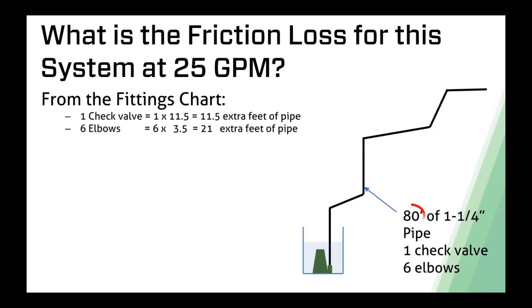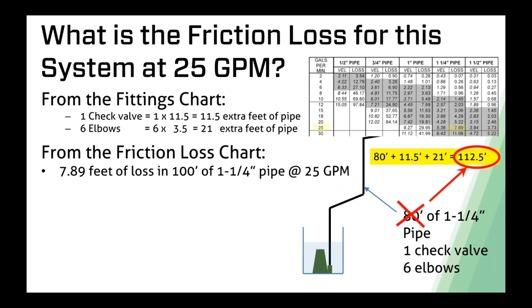So then we would add those up. Instead of doing our friction loss calculations based on 80 feet, we're instead going to take 80 feet plus an additional 11.5 feet plus an additional 21 feet, and we're going to do our calculation on 112.5. So even though we only have, in reality, 80 feet of pipe out in the field, the fittings add some additional friction loss, and it's like having another 11.5 plus 21 feet added onto it. So 112.5 feet is what we're going to base our calculations on.